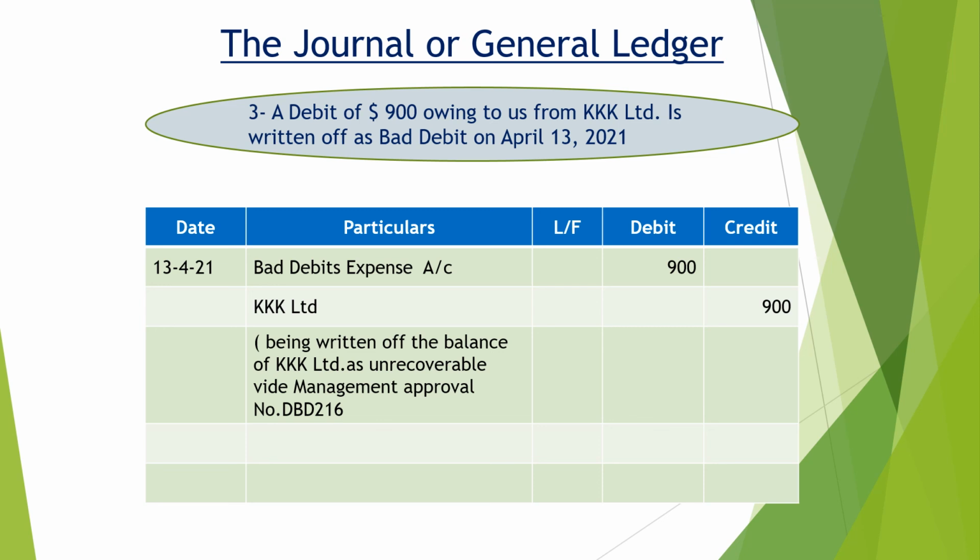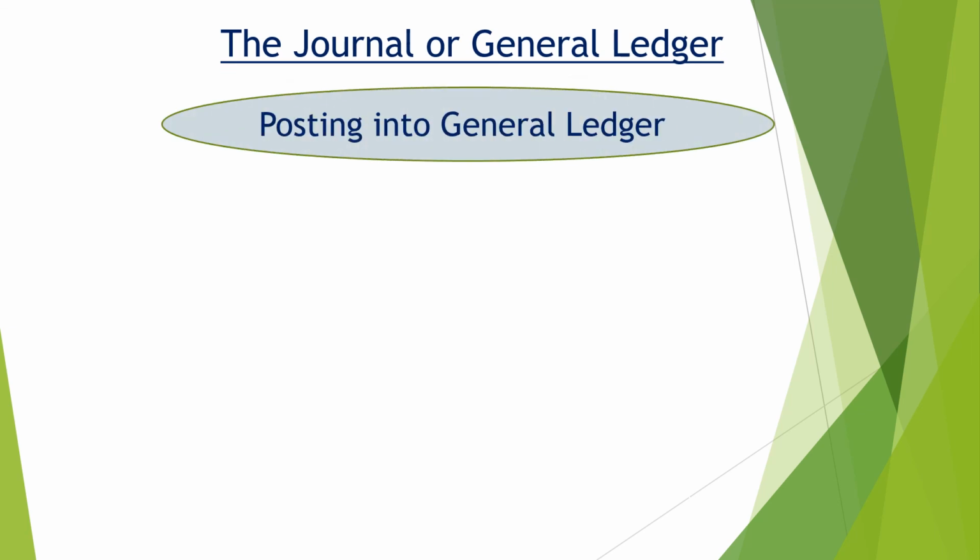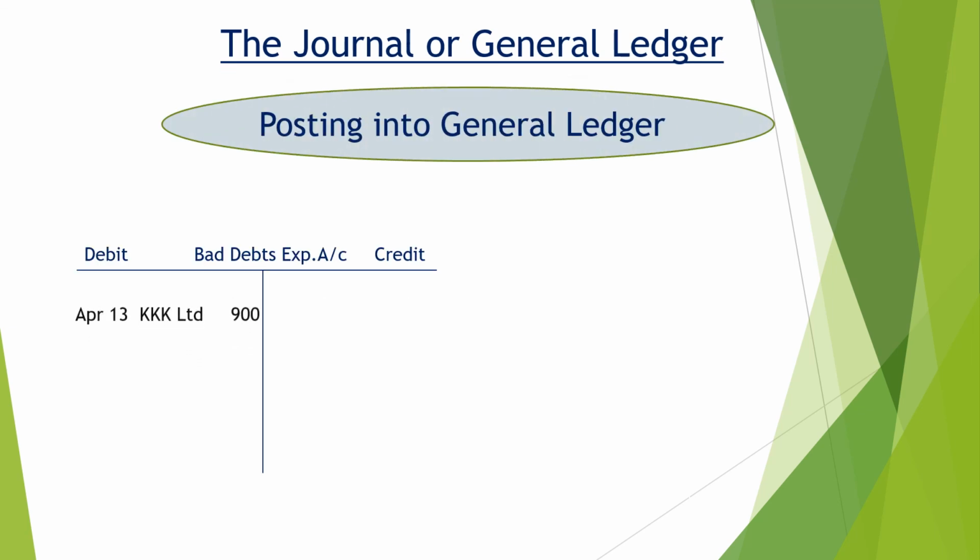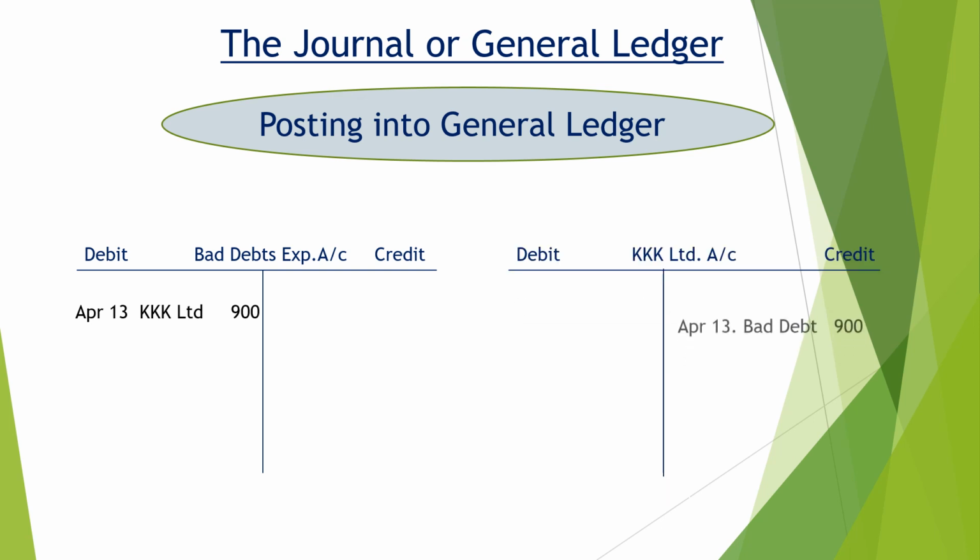Now in the narration we will write being written off the balance of KKK Limited as unrecoverable by management approval number so and so. Of course the accountant will never put any debtor's account into bad debts unless there's an approval by the management. That's the system of all the companies. Now the posting into the ledger account. Bad debts expense increases, so it's debited with a reference of KKK Limited, and KKK Limited is credited.